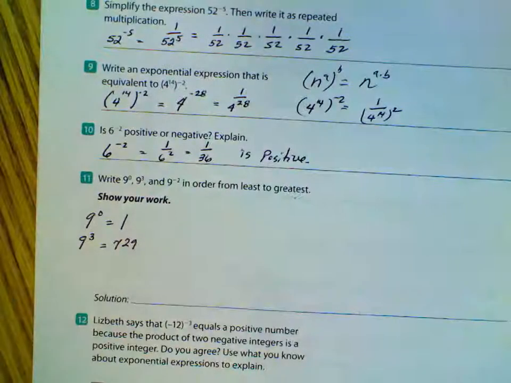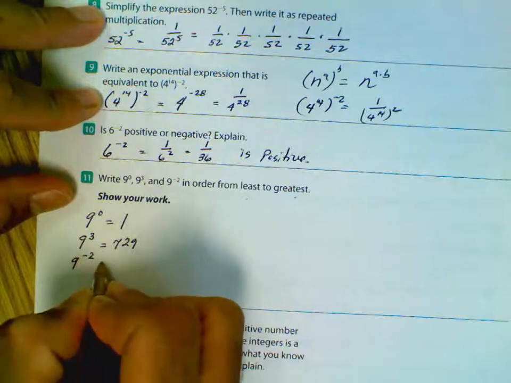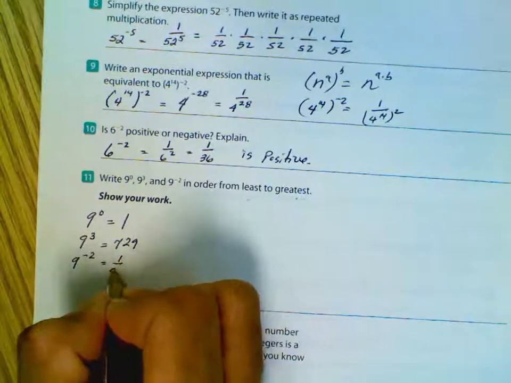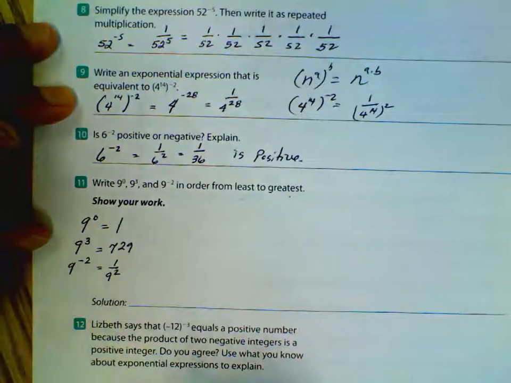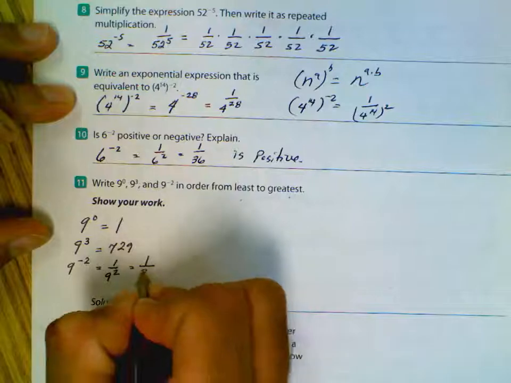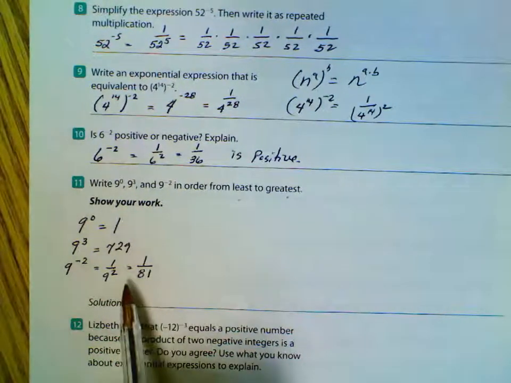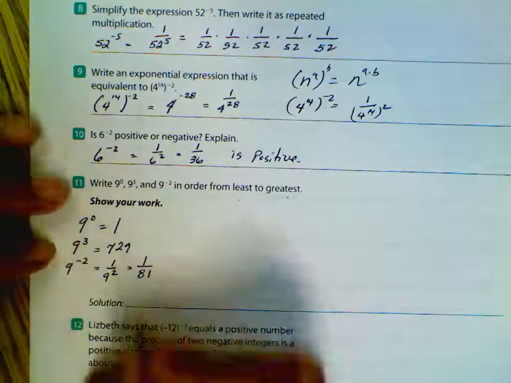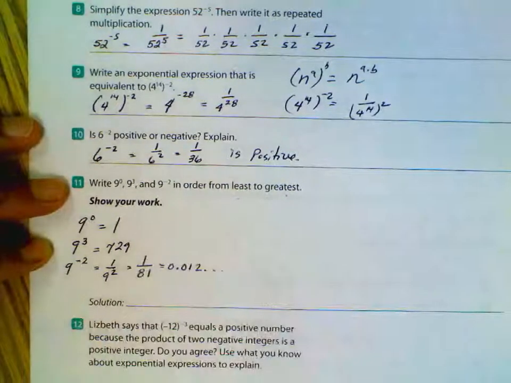Okay, and then I have 9 to the negative 2, which in this case is 1 over 9 to the 2nd power, and this equals 1 over 81. For sure, this is the smallest number. It's a fraction. If you divide 1 by 81, it equals 0.012 and so on. Okay?